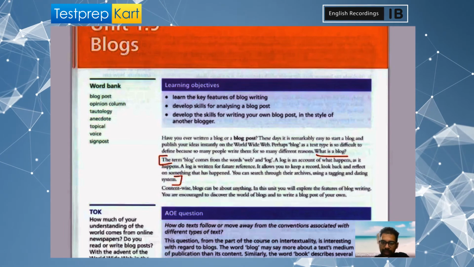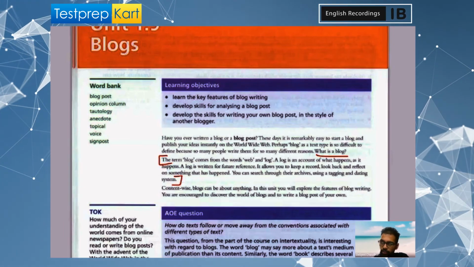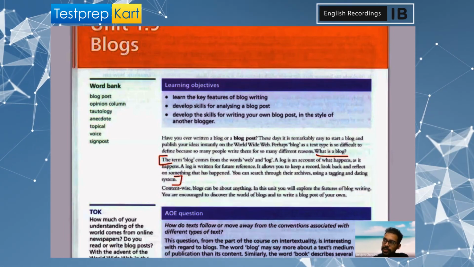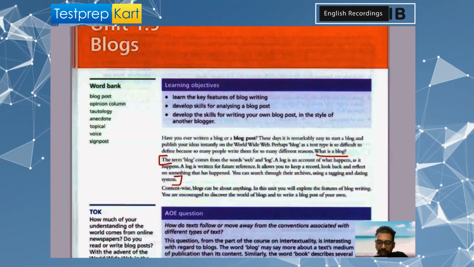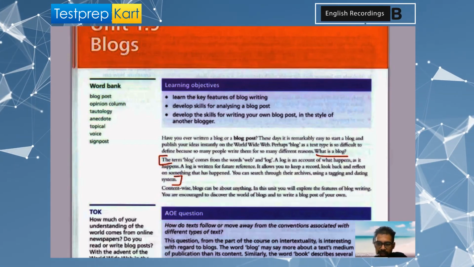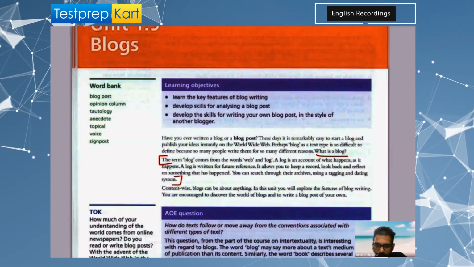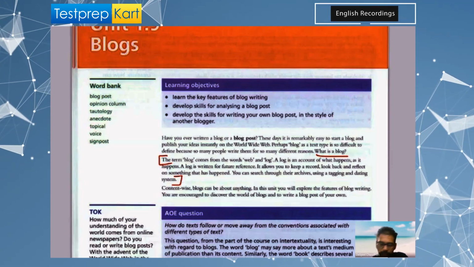Okay, and when you revisit your blog, you will be able to see on that day what were your activities or what was your state of mind, just like you would in a diary. Okay. All right.